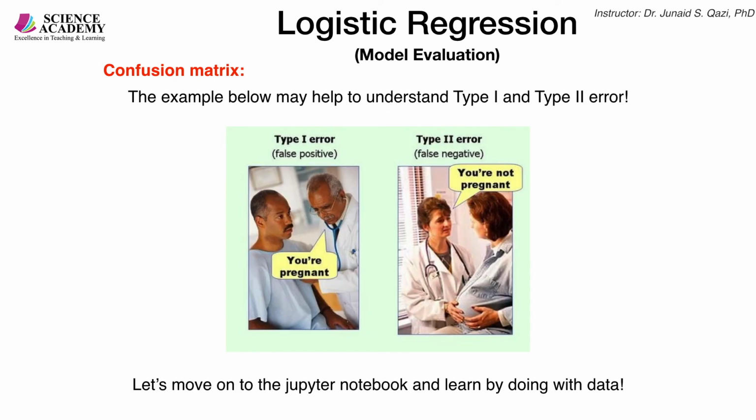So the confusion matrix is very important in the model evaluation. I hope it will be much easier to memorize the confusion matrix and types of error with this comic. A male is predicted as pregnant by the doctor, which is not a true prediction. This type of error is type 1 error or false positive. On the other hand, a doctor is saying to a pregnant woman that she is not pregnant. This is type 2 error or false negative.